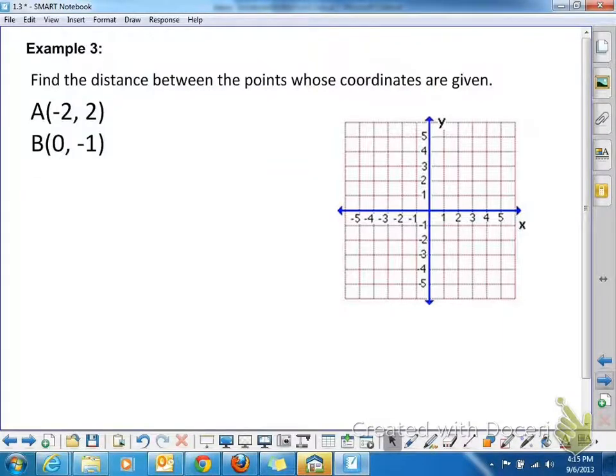On your paper, it says example 2 again. This is actually example 3. We want to find the distance between the 2 points whose coordinates are given. So we have point A, let's graph it, at -2, 2. And point B, 0, -1. So graph these 2 points on the graph.